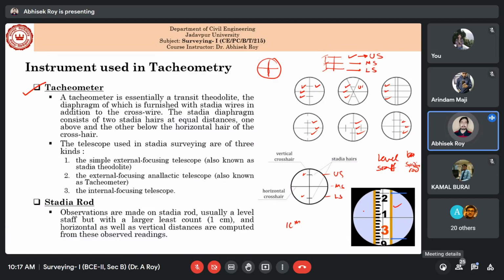Now you can see whenever you look through the telescope, you can see this sort of thing. You will see there is the middle stadia or your horizontal crosshair. This is the upper stadia and this is the lower stadia. So we will take the reading of all these three, right? Like say 2.12, here say 0.9, like this.